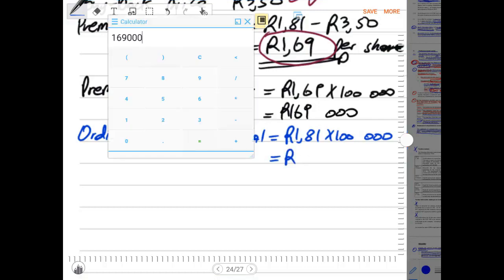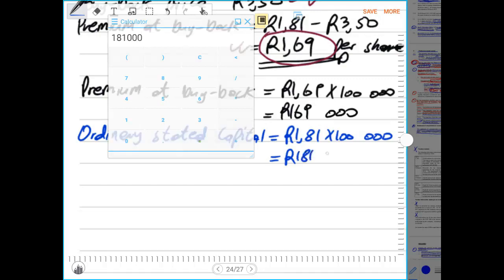Then this will give us the total of the capital that will be given back to the ordinary shareholder. 1 rand 81 cents, multiply this by 100,000 shares that are being redeemed or bought back. This will give us 181,000 rands. So now this will be the capital for the shares that will be bought back, 181,000 rands.